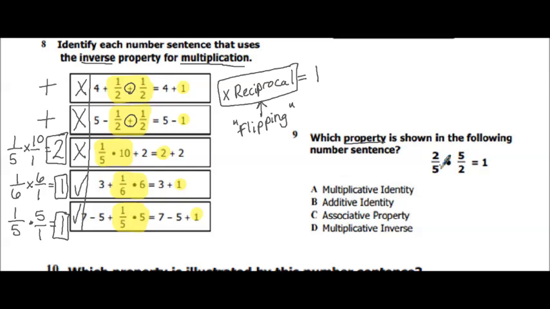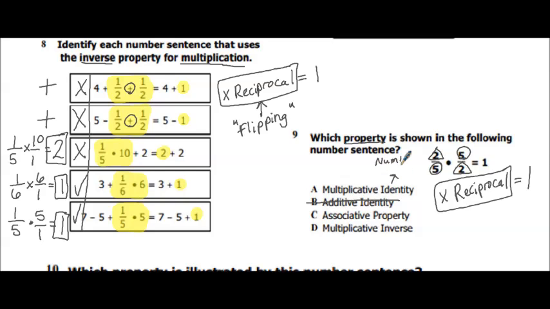This next one is asking us which property is showing the following number sentence. So here, 5's are flipped, and the 2's are flipped, and we're multiplying. So we multiplied by the reciprocal, and when we multiplied by the reciprocal, that equaled 1. So it's not the additive identity because we're multiplying. The associative property has to do with associating different numbers together or grouping different numbers using parentheses.